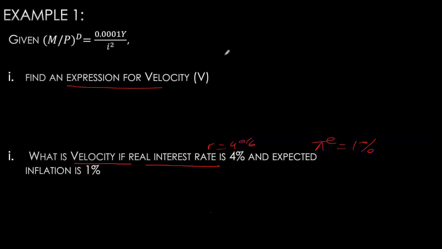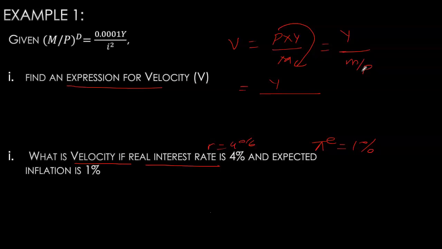So first, finding velocity, I know velocity is nominal GDP over M, and I can again take this P in the denominator and it gives me Y over M over P, which is my demand for real money balances. Demand for real money balances is already given to us, so substituting that over here, Y and Y cancel each other out. I squared is my denominator of the denominator, which is essentially the numerator, so I can bring it up on the top. Taking the inverse of 0.001, it gives me 10,000 I squared.